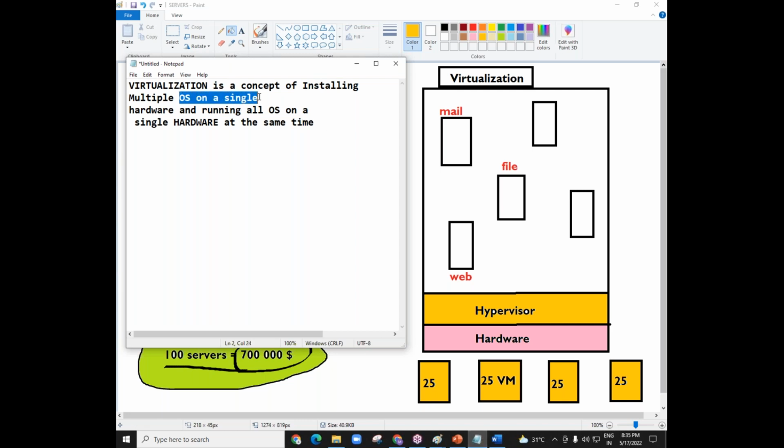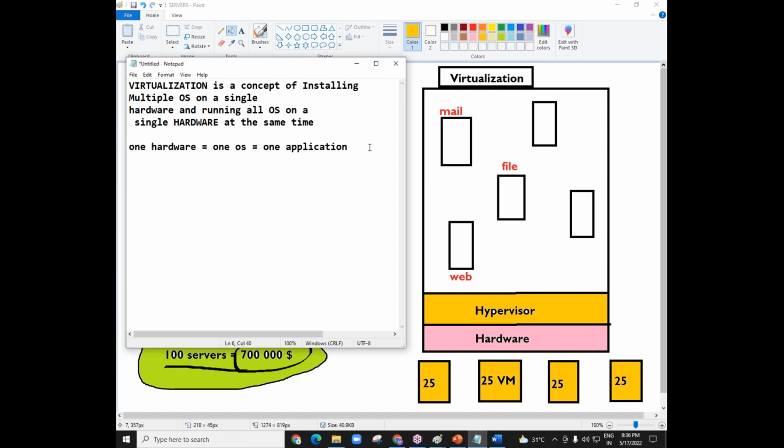If you are installing multiple OS on a single machine, then on one OS, one application we can run. Let me write it more clearly for you. One hardware, one OS, and then one application. This is a very old traditional way of working, my friend. So you're spending money on hardware, on the operating system, and on the application.